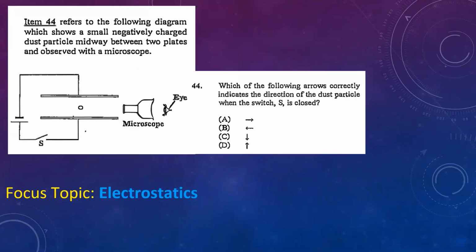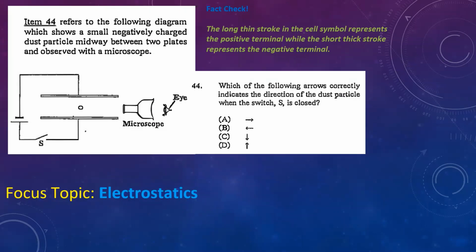Right. Now we have a diagram here that shows a small negatively charged dust particle midway between two plates, and it's observed with a microscope. Now we are asked to tell which direction the dust particle is going to move in when the switch is closed and current starts to flow. Now basically, opposite charges will always attract. So since the dust particle is negative, it will want to go towards the positive terminal, which is the long thin stroke in the cell. So it means that the dust particle is going to move downwards, and that's C.